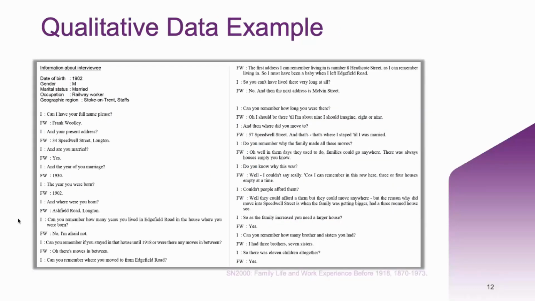And then we have an example of qualitative data. This example shows a transcript from an interview with Frank Woolley from the Family Life and Work Experience Before 1918, also known as the Edwardians. This particular data set is also considered open access, and it is available via our Qualibank, which we will touch on later. Again, you can see the study number there is SN 2000. Most of our data sets have 4-digit study numbers.